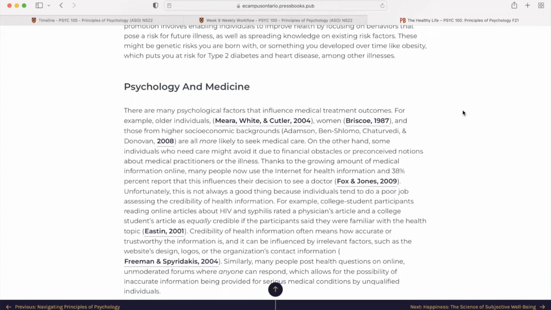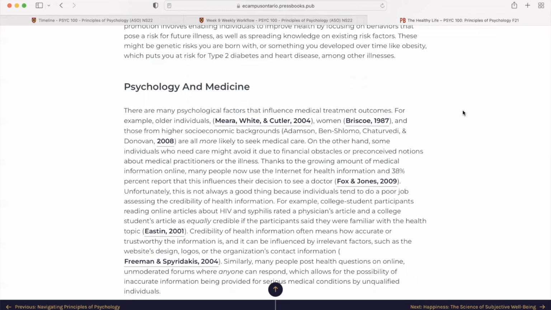Psychology and medicine. There are many psychological factors that influence medical treatment outcomes. For example, older individuals, women, and those from higher socioeconomic backgrounds are all more likely to seek medical care. On the other hand, some individuals who need care might avoid it due to financial obstacles or preconceived notions about medical practitioners or the illness. Thanks to the growing amount of medical information online, many people now use the internet for health information, and 38% report that this influences their decision to see a doctor.